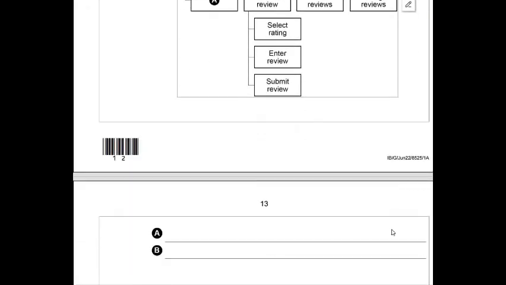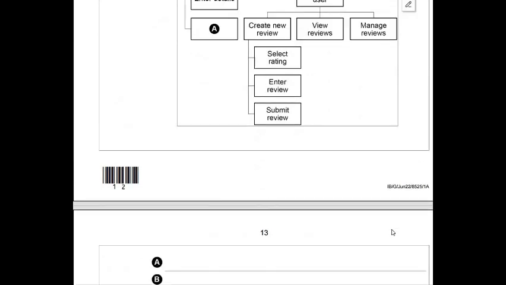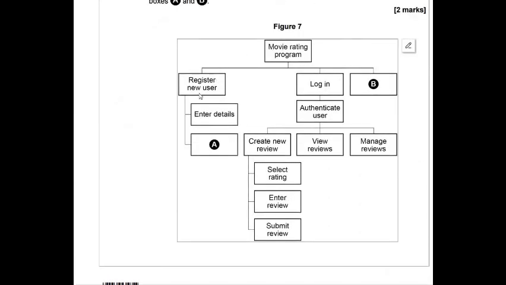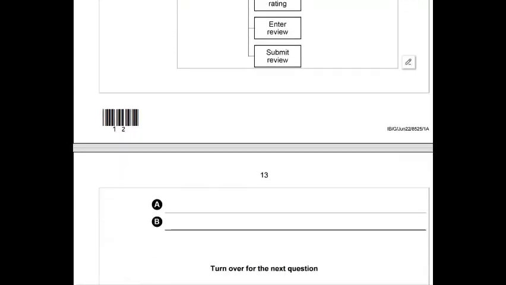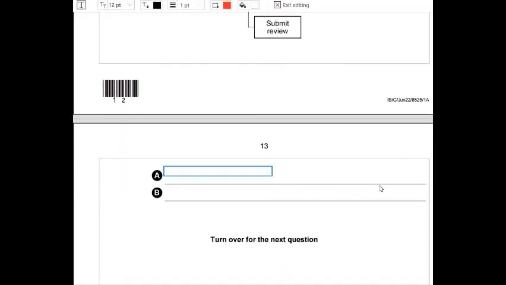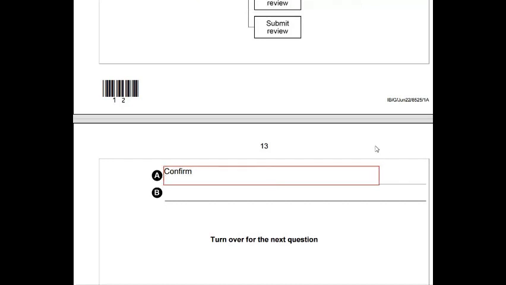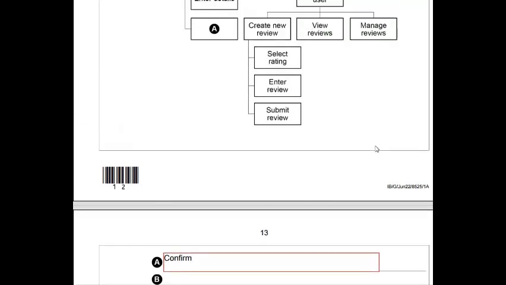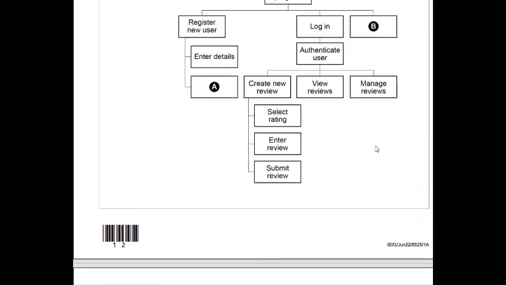So yes, there isn't any room to... Oh yeah, there is. So A, we have a look. Movie rating program, register new user, enter details. You do this every day when you're signing up. Bit of common sense. And same for B. So let's apply some of our common sense. If you say confirm or enter email address, you're going to be bang on the money. Anything else, you're just being a plonker.